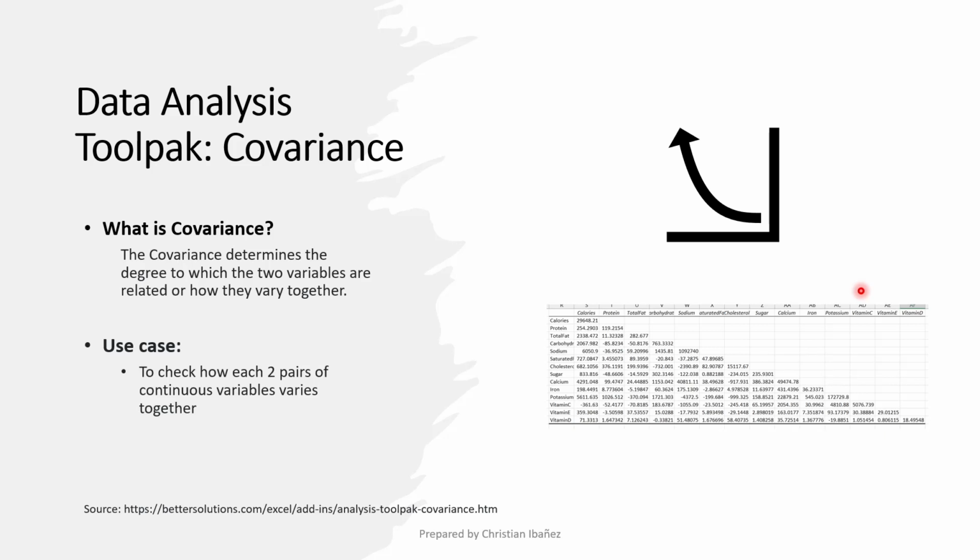The definition of covariance is somewhat related to the definition of correlation. For correlation, we look at the relationship. For covariance, we are more on looking at the dependency between two numeric variables. So let's now go to the actual implementation on how we can use the covariance tool for our data.